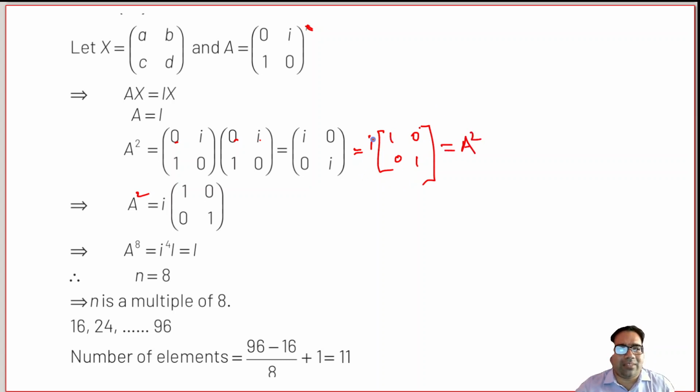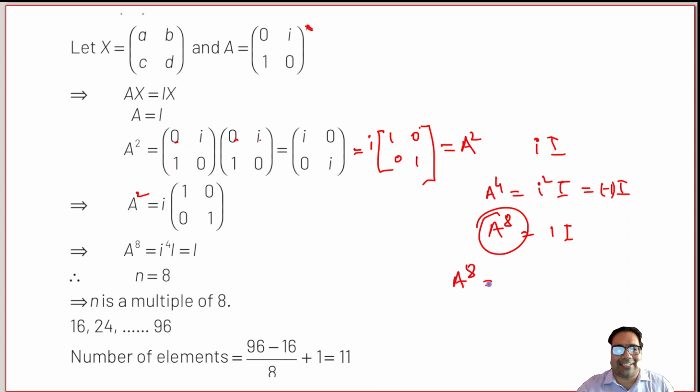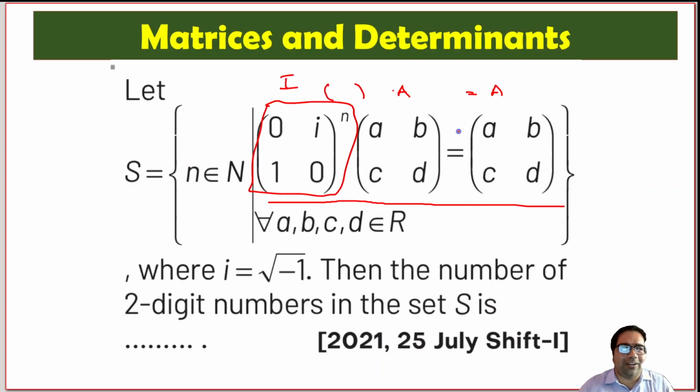Now, what does that mean? A square is nothing but i into the identity matrix. If we square this, A power 4 will become i square into I, which is minus 1 into I. Now, A power 8 will become minus 1 whole square, that is nothing but 1 into I. So A power 8 is actually equal to I. Fantastic. That means when n is equal to 8, this is becoming the identity matrix.